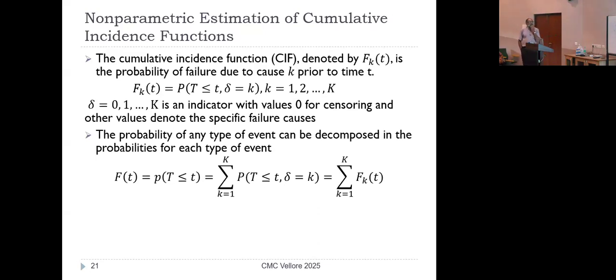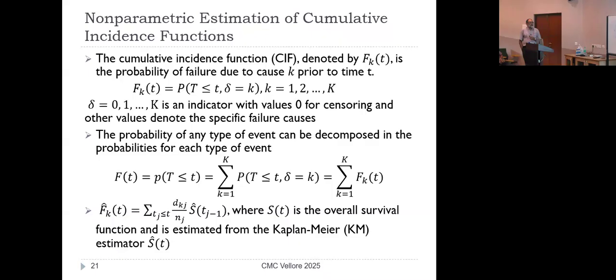And the probability of any type of event can be decomposed into the probabilities for each type of event. So failing in general is now the sum of failing from any of those different causes. I get first the overall survival function from the Kaplan-Meier, and I'll do a weighted sum of the survival. I'll weight them by those probabilities to get the specific failure distribution for the K type.